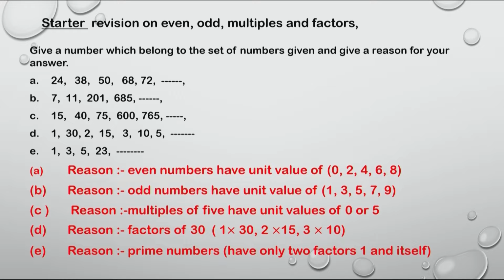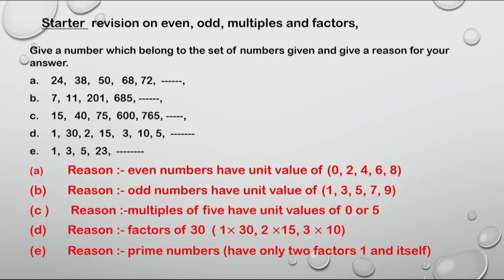The next one, C, multiples of 5. Yes, they are multiples of 5, and multiples of 5 have unit values of 0 or 5. The next one, it's factors of 30, some factors of 30, not all, but some factors of 30. And the missing value here is a 6. So if you've got 6 as your missing value, then you've got that correct.